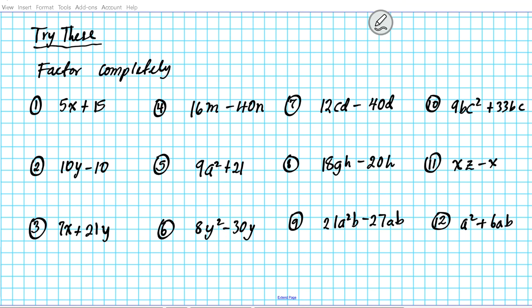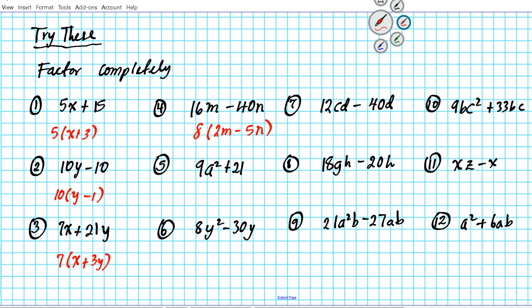Alrighty, welcome back. So hopefully you had a chance to try out the problems. The answers to the practice problems are as follows. For number 1 is 5 times the quantity x plus 3. For number 2 is 10 times the quantity y minus 1. For number 3 is 7 times the quantity x plus 3y. For number 4, it's 8 times the quantity 2m minus 5n.